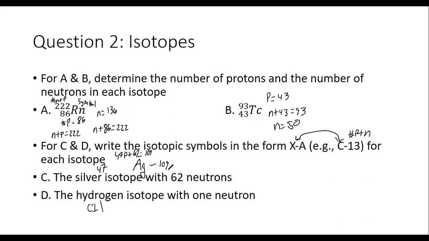D, hydrogen, one neutron. Hydrogen is the first element, so it has one proton. H-2: one proton plus one neutron.